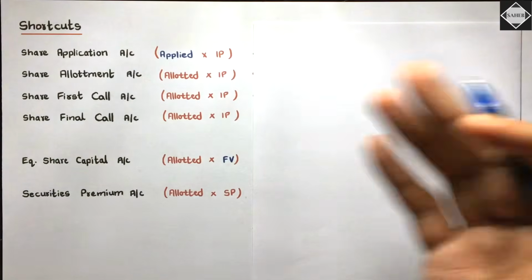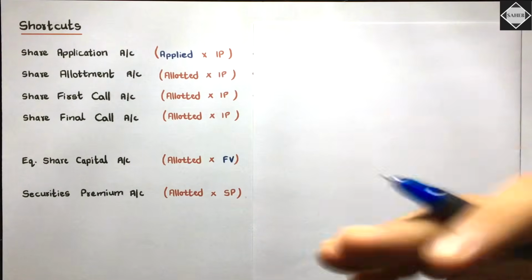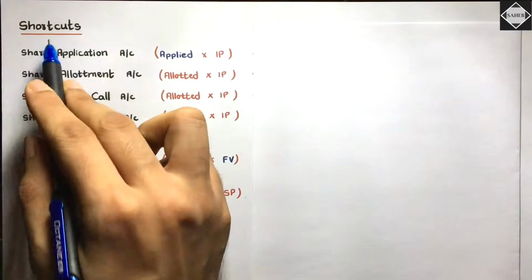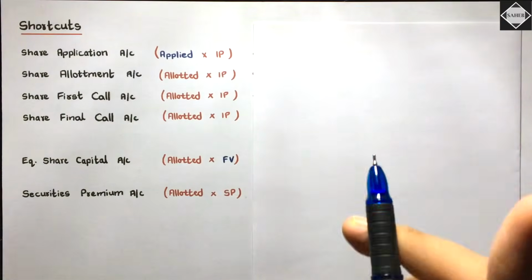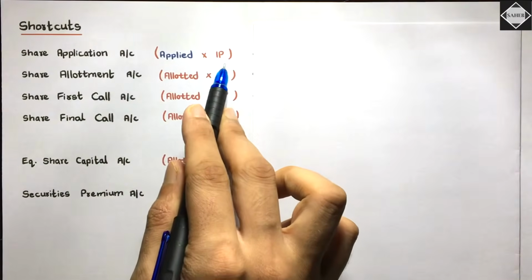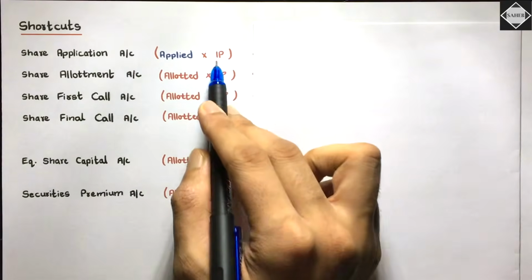The journal entries you will understand as you go on solving a few problems. You will easily get it, but then there is a chance of making mistakes in these calculations. That is why you have to remember these shortcuts properly and follow them, right? The first one, for share application, is what? Applied into IP. How many applications you have got, into the application part of IP.